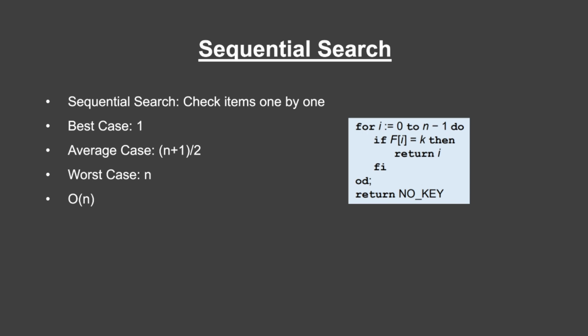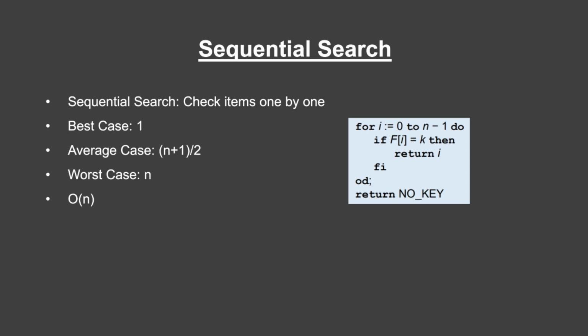So if we have a list F with n items, we iterate over all items in our list and check for each if the current item is equal to the searched one, and if we don't find it we return no key. If you wonder why we iterate from 0 to n minus 1, the first index of a list is 0 and n is the number of the items. So because we start by 0 we only have to go to n minus 1.